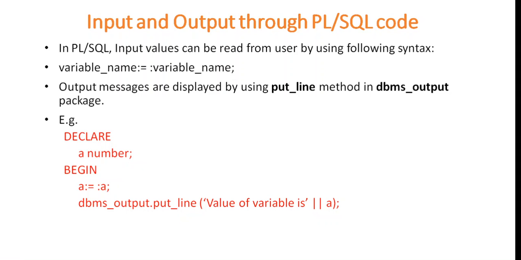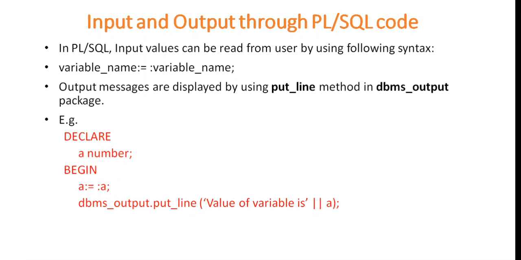Now see, this is the syntax, this is how we can read input from the user. a is my variable name, then := which is the assignment operator, then again use the colon operator and a, that is the same variable name. It means here we are reading the value for a. So by using this syntax, we can read the value of any variable. And then we have the display output statement, that is DBMS_OUTPUT.